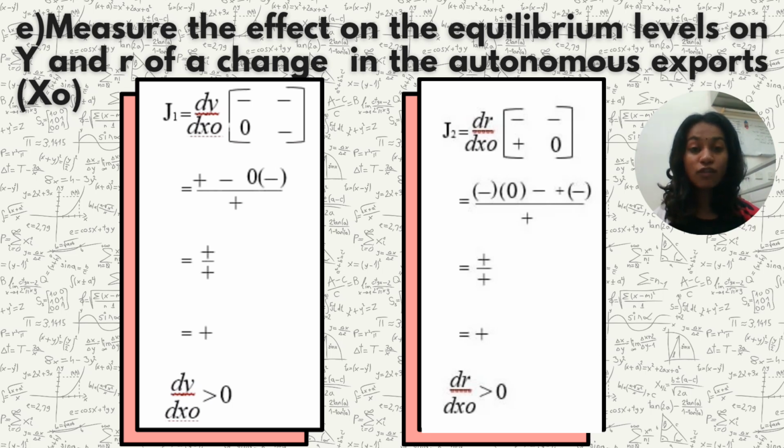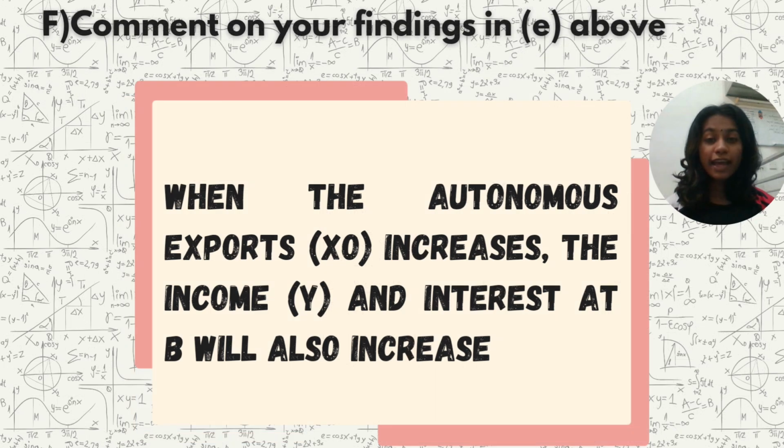Therefore, this analysis confirms that higher exports positively impact both income and interest rate, reflecting greater economic activity and increased demand for money in the open economy. An increase in autonomous export X0 leads to an increase in both income Y and the interest rate R. This result aligns with economic intuition, where higher exports boost the economy, raising income, and the increased demand for money raises interest rates.